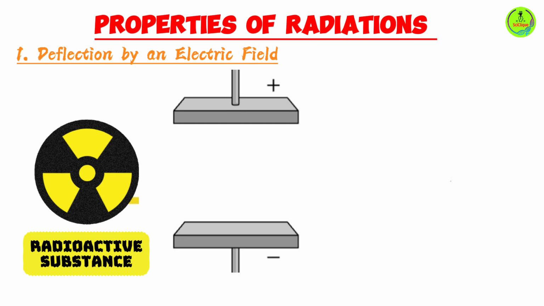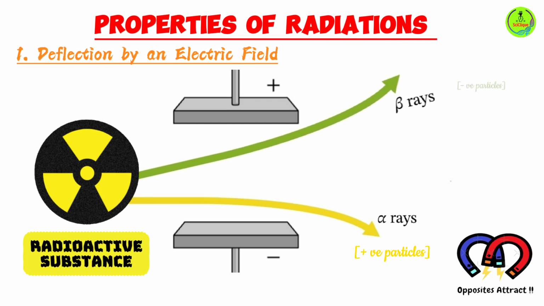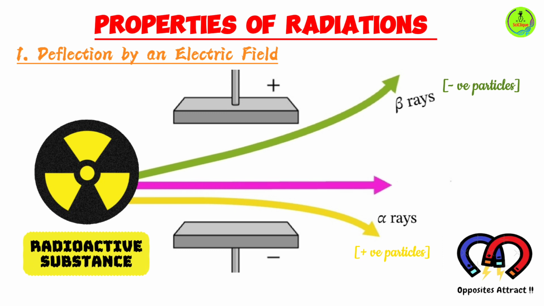Alpha particles are positively charged particles, so they are going to be deflected towards the negative plate of the electric field. Beta particles, on the other hand, are negatively charged particles and as such are going to be attracted towards the positive plate. What about the gamma rays? Gamma rays are going to proceed in a straight line. Why? Because these particles have no charge whatsoever and as such are not going to be deflected to either plate.